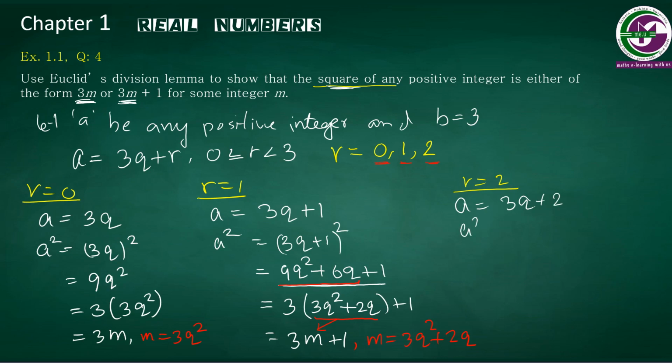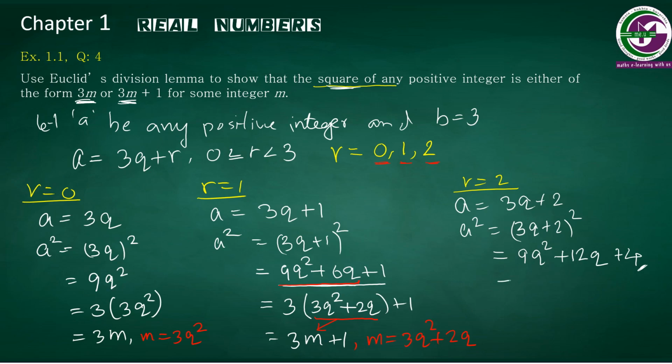We'll square it. A square is equal to 3q plus 2 the whole square. So using a plus b the whole square, we'll get 9q square plus 2ab. The middle term is 2 times the first term multiplied by the last term. So 2 times the first term, 3q. So 2 times 3 is 6 into the last term 2. So 6 times 2 is 12. So you'll get 12q plus the square of the last term, that is 4. 2 square is 4. Now we cannot take 3 common from all the terms. And the last term is more than 3. It is 4. It is more than 3.